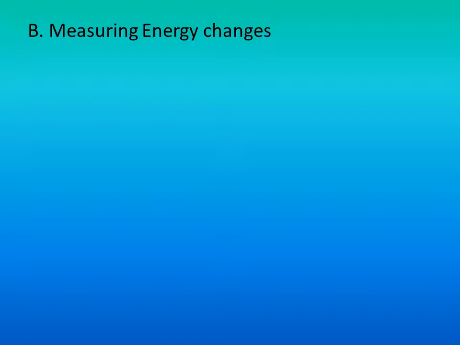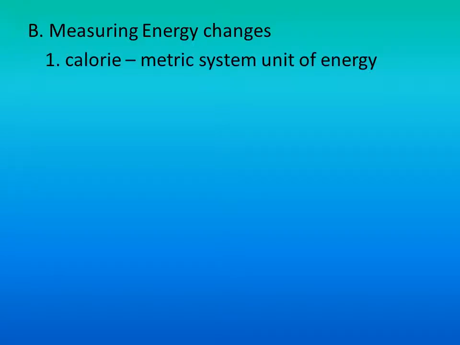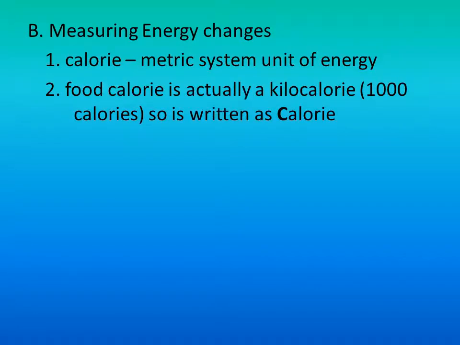So how do we measure these energy changes? Calorie is the metric system unit of energy. So we measure in calories. Now I know you guys have all heard of calories dealing with your food, like how many calories are in a Snickers bar, too many. But a food calorie is actually a kilocalorie, which is 1,000 calories. Recall what kilo means. And that is why almost every label should have Calories listed with a capital C, because it's a kilocalorie.